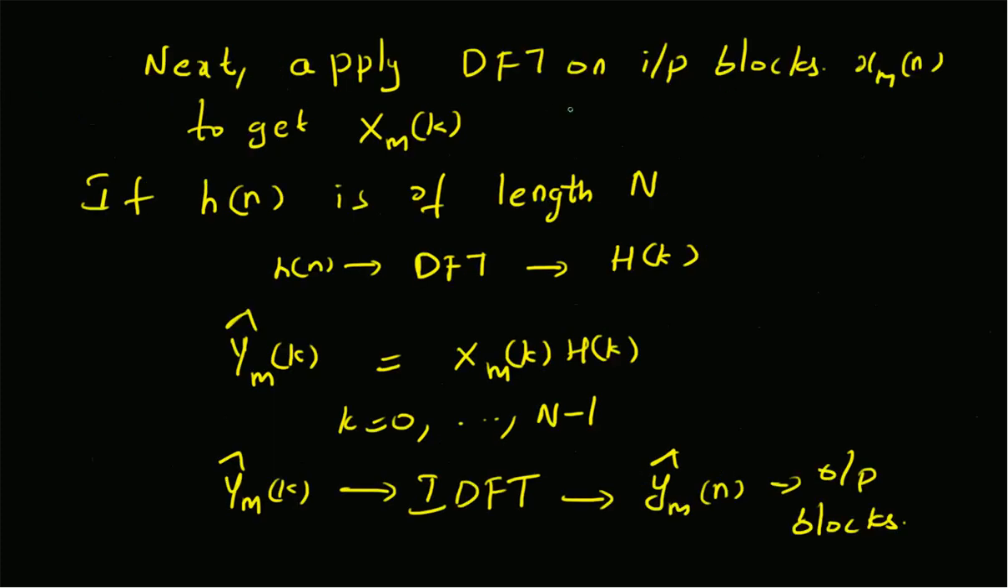The second step is, once we have these blocks, we apply DFT, so we get xm of k. That means we get the DFTs of these input blocks, and then we apply DFT on the impulse response of the filter, and that means we get h of k, and then we multiply these two, we get our ym of k hat. This is basically the DFTs of the output blocks. Once we apply IDFT on these values, that is ym of k hat, we get our ym of n hat, and these are the output blocks, but these have length N.